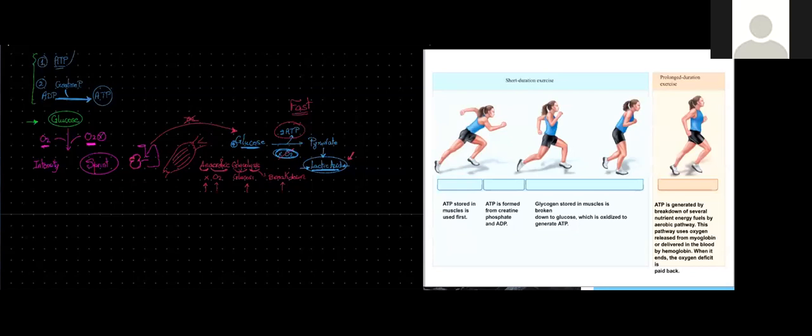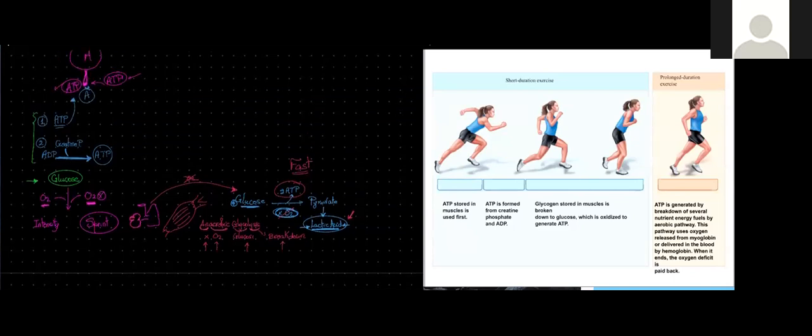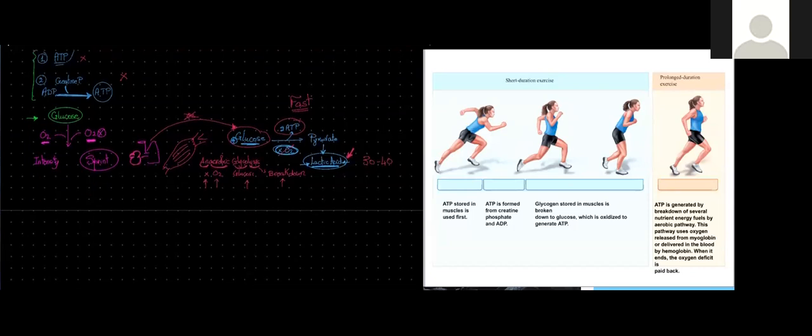You're going to be breaking down the stored ATP, which will last a few seconds, and then creatine phosphate will last another few seconds, and the glucose without oxygen will cause muscle fatigue, accumulating lactic acid within 30 to 40 seconds. So all in all, you can run a sprint for around 1 minute.